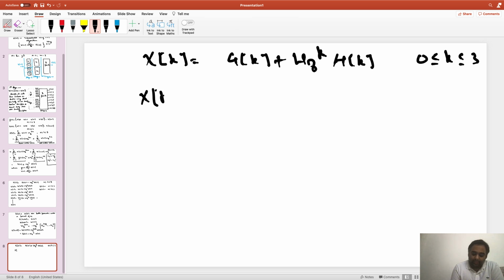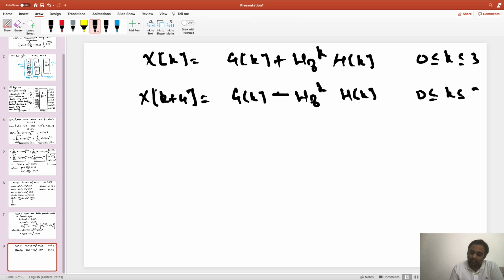But I write in the next step, exploiting the periodicity property, X[k+4] equals Gk minus W8^k Hk, and here also k ranges from 0 to 3. So I have divided that 0 to 7 range of Xk into two equal ranges of 4 samples each, where I express Xk as a certain expression and I express X[k+4] as another expression. And now all the values follow.